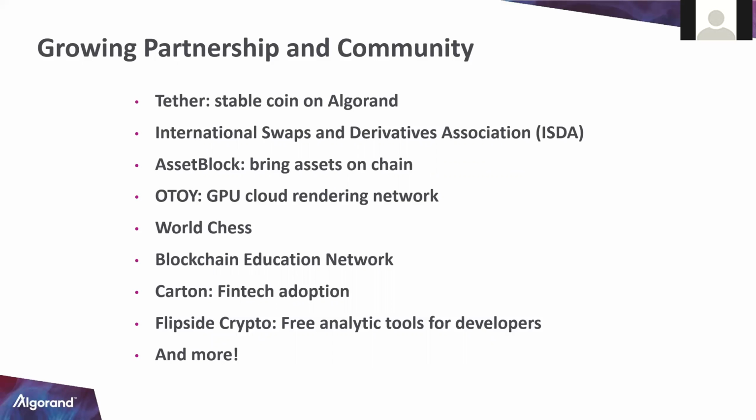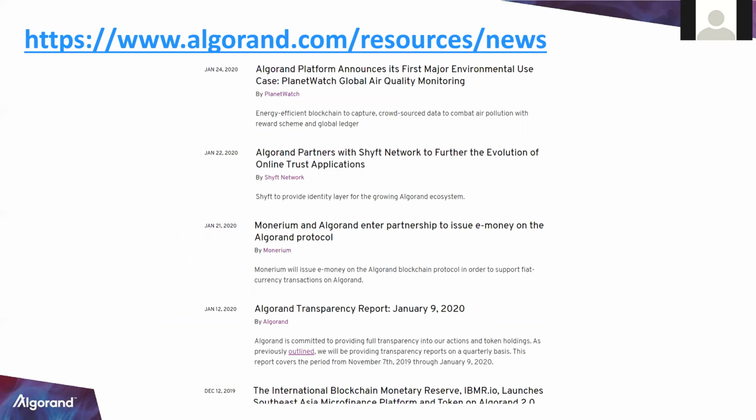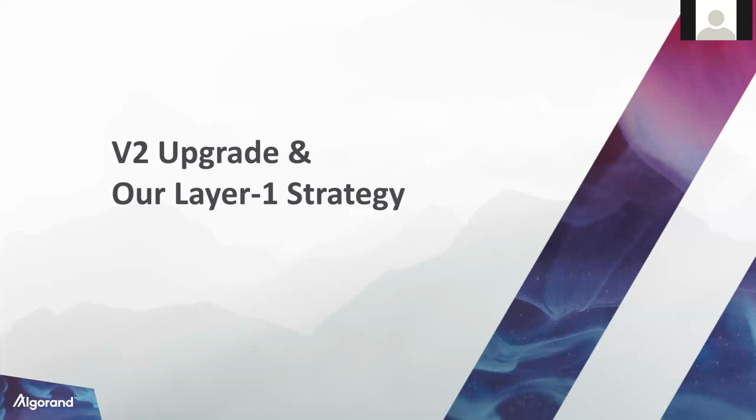And more are coming. And if you want to know the most recent update about the business side, what Algorand has been doing and with our partners, this is where you can find all the most recent news. Say, for example, we have partners who are building online trust applications. We actually have partners building global air quality monitoring applications on our blockchain, etc. Okay, so that is a very quick overview about our business and engineering development.